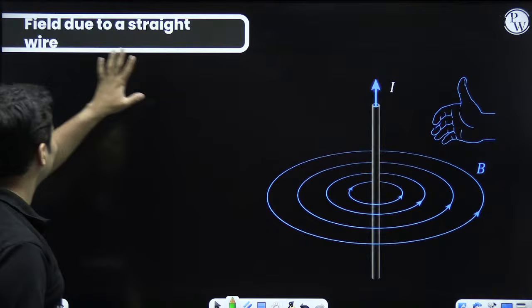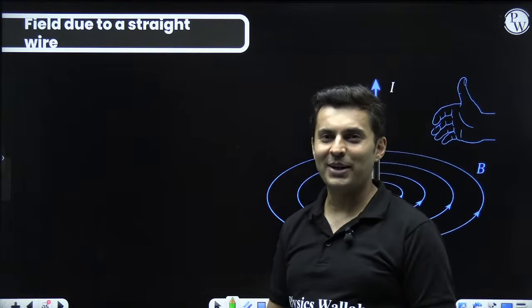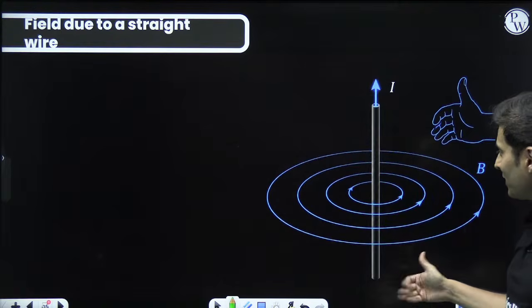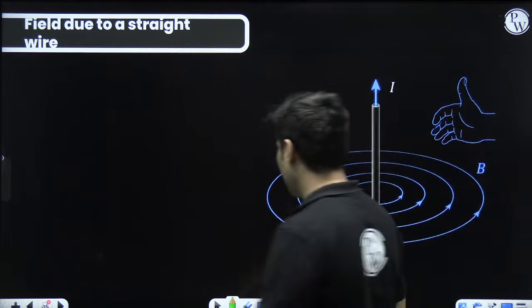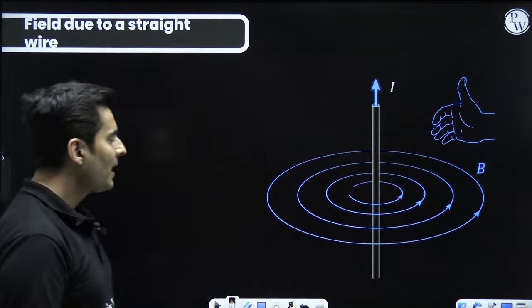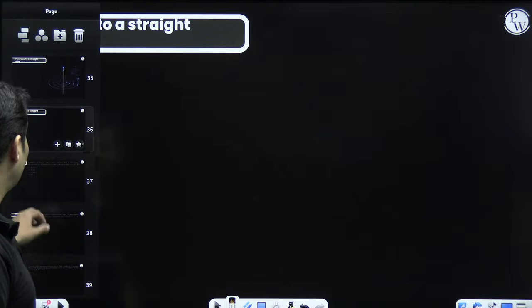So let's go to the next thing. Magnetic field due to a straight wire. We already saw this in Oersted's experiment that if you hold your thumb in the direction of the current, you automatically get the direction of the magnetic field, right? We already saw that. Now, how much this magnetic field is, is the real question. So let's try to find this out.